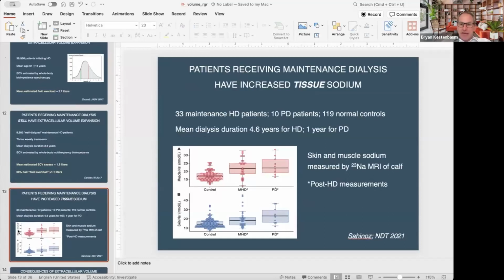This is back to the tissue sodium story. This is a small study of 33 maintenance dialysis patients, 10 PD patients, and 119 controls. The patients had been on dialysis for 4.5 years for the hemo patients, 1 year for the PD patients on average. And you can see here that the muscle sodium stores and the skin sodium stores are markedly higher in patients who are receiving dialysis compared with controls. These were measured by sodium MRI.